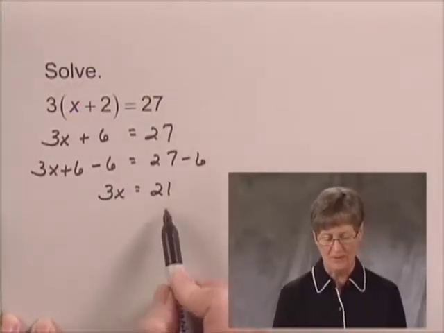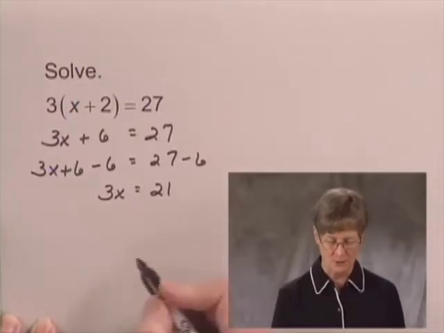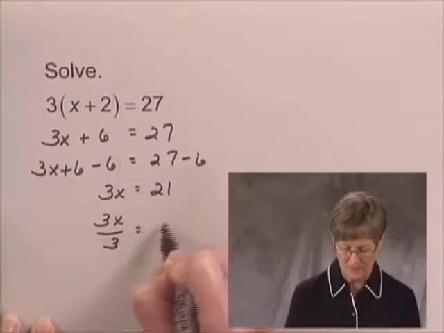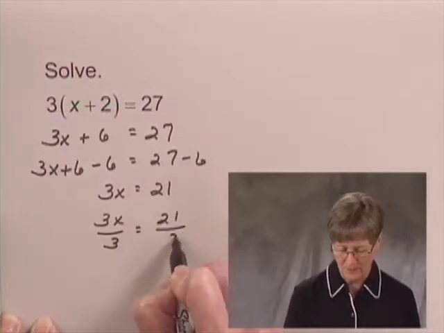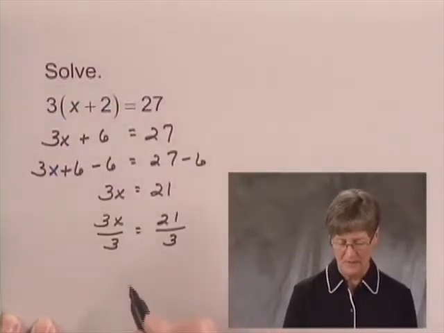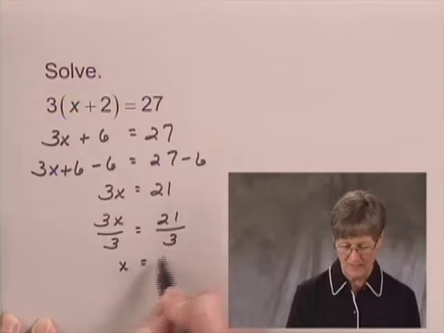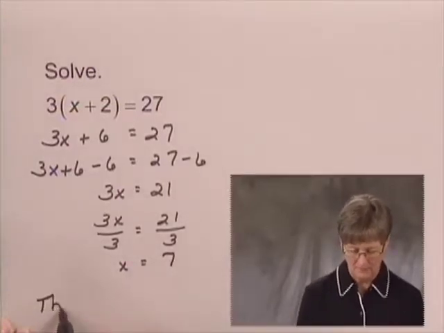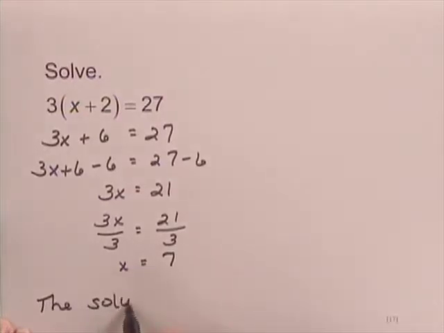Now if I divide both sides by 3, I'll have x alone on the left-hand side. So let's do that. 3x divided by 3 equals 21 divided by 3. That leaves me with x on the left-hand side, and 21 divided by 3 is 7. So we say the solution is 7.